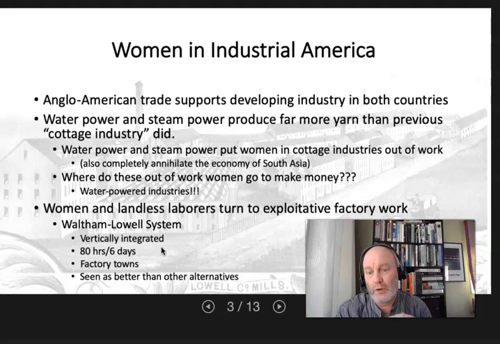Long, long hours, long weeks. Women live together with other women in these factory towns. And on the one hand, we can talk about this Lowell system as exploitative because it indeed is exploitative. And furthermore, as I have here at the top, it's exploitative because the reason these jobs exist is because the industrial textile system just blows up the cottage industries, right? Many of these women used to make textiles at home, in their communities, and that industry is gone because it cannot compete with this major industrial production. What do women who are out of work do? Go work in the industry, right?